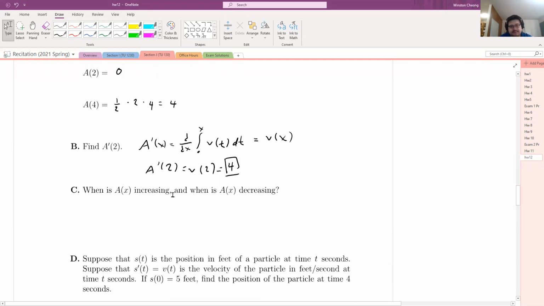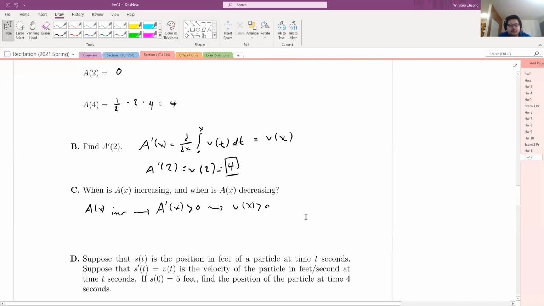So now C is a good problem, I suppose, because it would throw some people off. So when is A increasing? When is A decreasing? Well, the thing is to know that the statement about increasing and decreasing is really a statement about the derivative of the function. So A increasing means that the derivative of A is greater than 0, right? But the derivative of A is just the same thing as v of x.